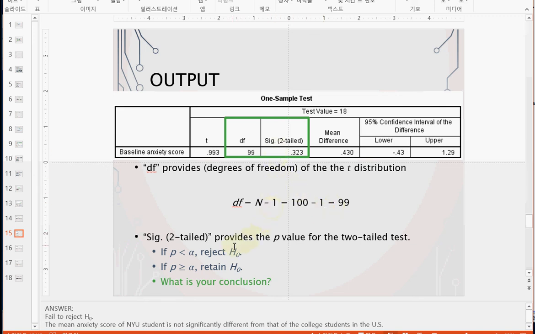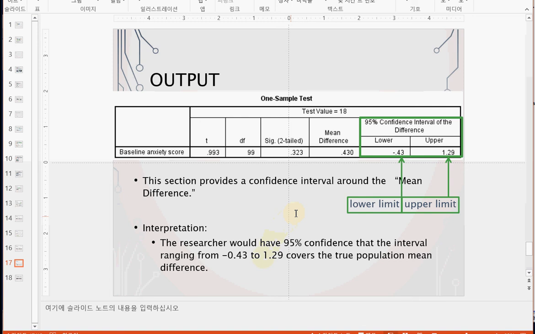So you can make a conclusion from this. The p-value is obviously greater than 0.05, so we fail to reject the null. So we can conclude that the mean anxiety score of NYU students is not significantly different from that of the college students in the US. From the confidence interval here, we are 95% confident that the true population mean difference lies somewhere between -0.43 and 1.29.